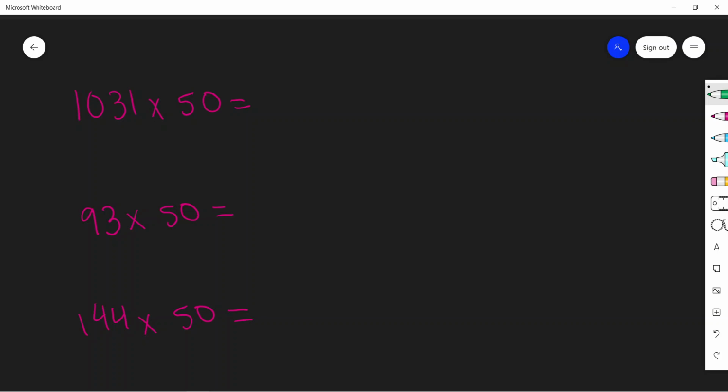1031 times 50. So you do 1031 divided by 2, which gives you 515.5. And then you move the decimal point twice to the right, so it gives you 1, 2, 0. Final answer would be 51,550.